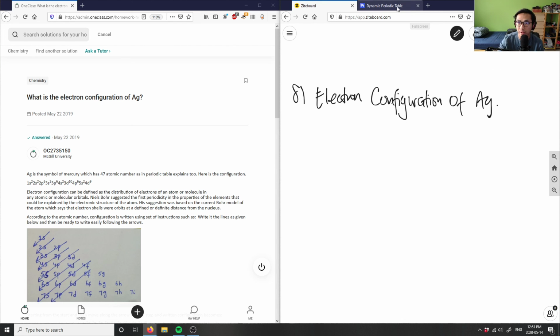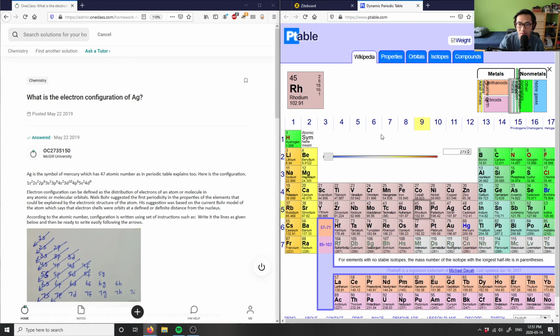This is silver, right? Ag is silver. So I'm looking at my periodic table here, looking for Ag. Ag belongs to the transition metal section here. And as you can see, I'm scanning. Ag here is number 47, right? This is our Ag here. So I'm going to look at the electron configuration for Ag.